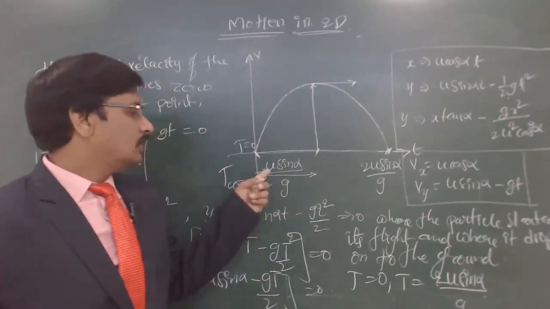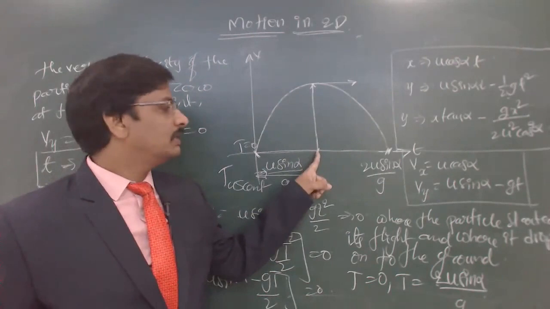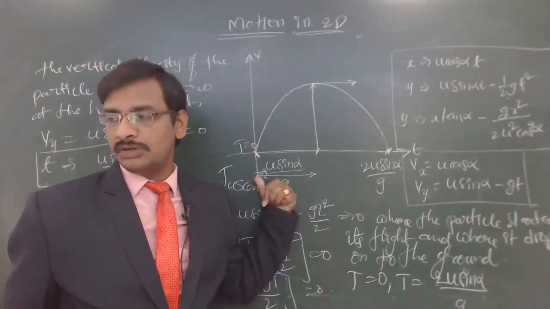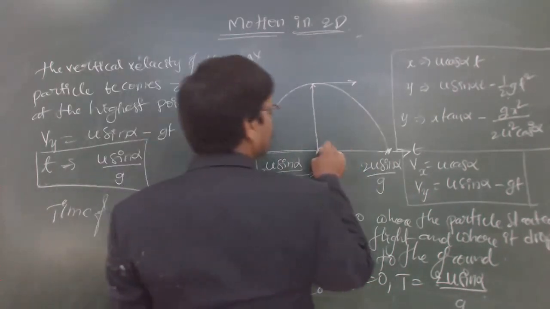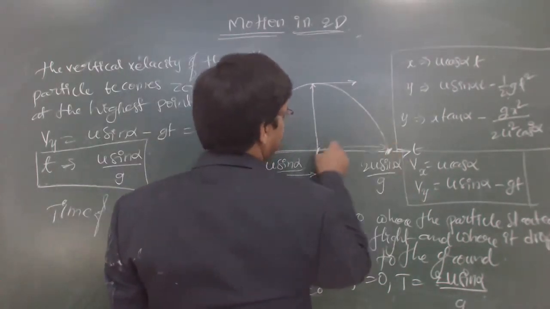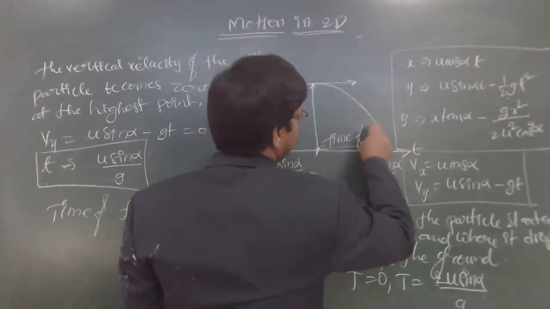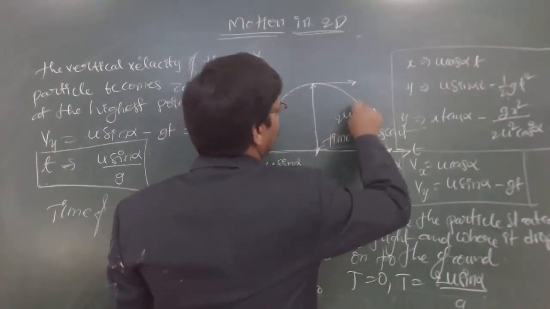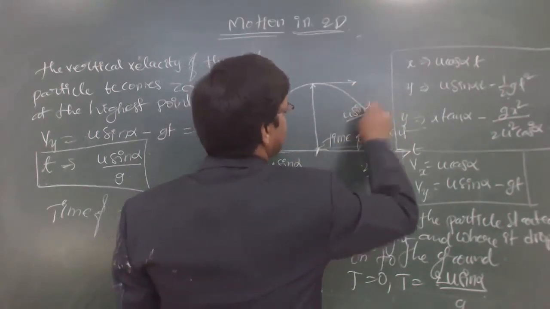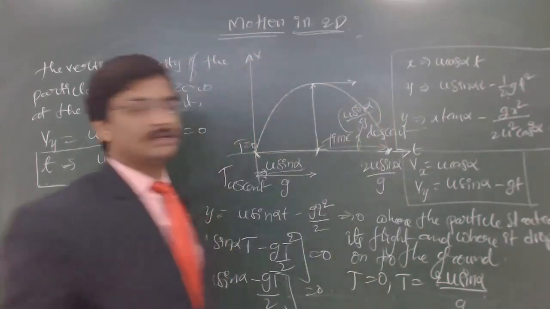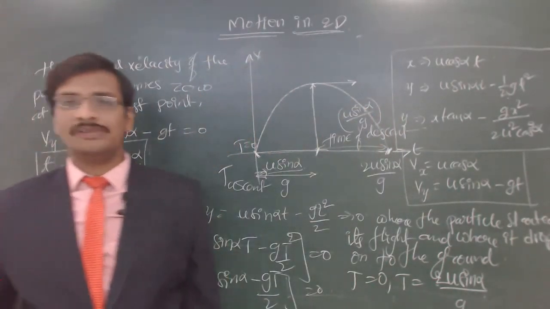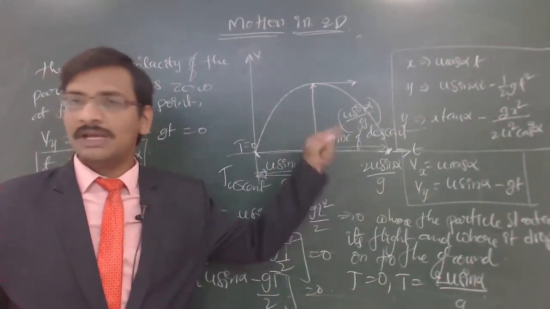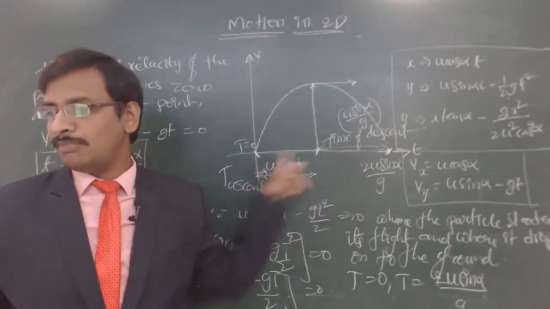Now if you notice, u sine alpha by g is the time of ascent and 2u sine alpha by g is the total time of flight. Hence, if you subtract from here to here, then this is going to be the time of descent. And this value is again the same value, u sine alpha by g. This is the time of descent. Got it? This is how you will be able to find out the time of ascent, time of descent and the time of flight.